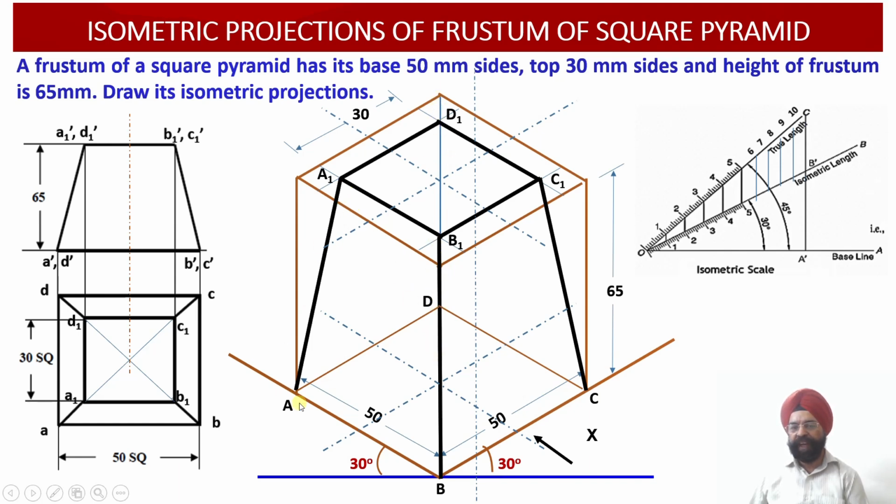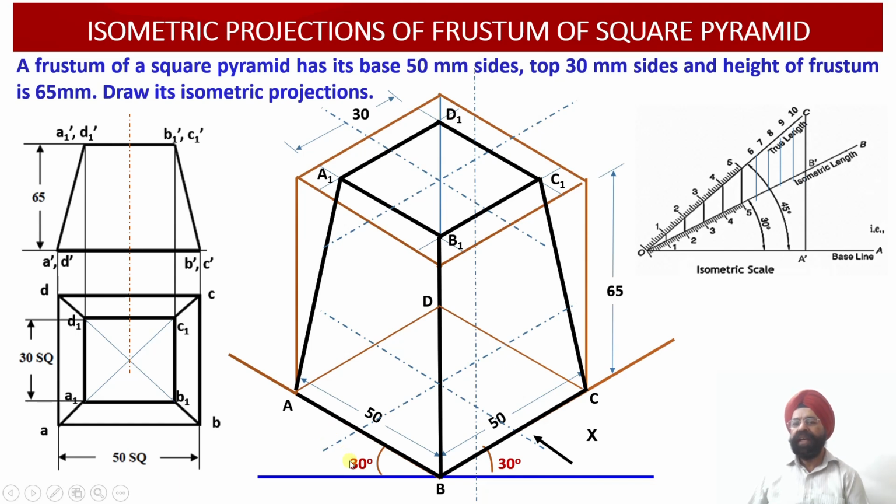Similarly, these faces, that is A, B, B1 and A, and B1, B, C and C1, are going to cover the 2 edges of the base of this particular square, that is CD and AD. So these edges will not be visible to the observer because they have been covered by these 2 faces of this particular frustum of the square pyramid. But these 2 edges AB and BC will be visible.